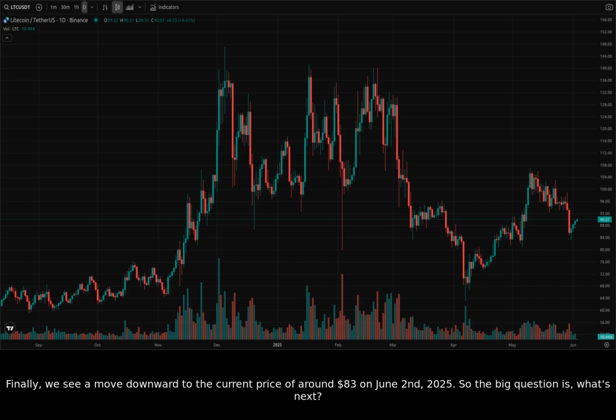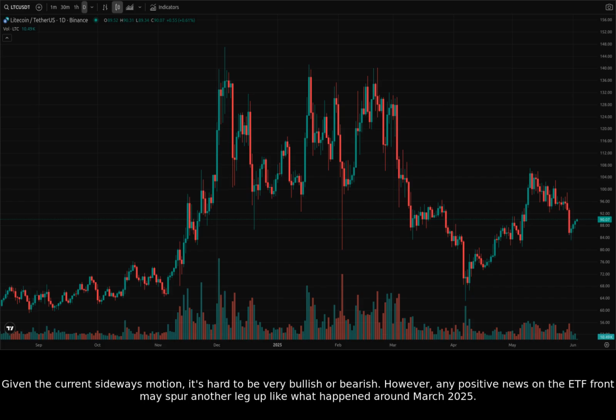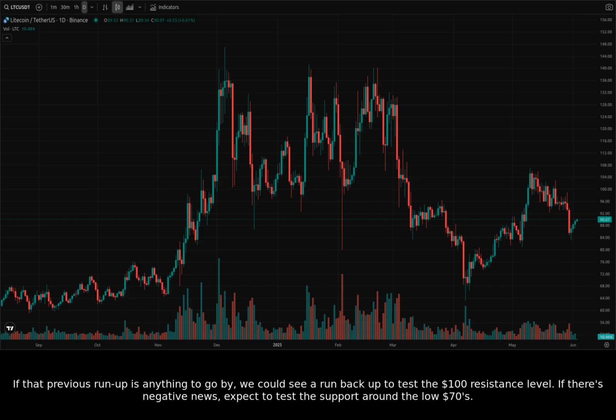So the big question is, what's next? Given the current sideways motion, it's hard to be very bullish or bearish. However, any positive news on the ETF front may spur another leg up like what happened around March 2025. If that previous run-up is anything to go by, we could see a run back up to test the $100 resistance level. If there's negative news, expect to test the support around the low $70s.